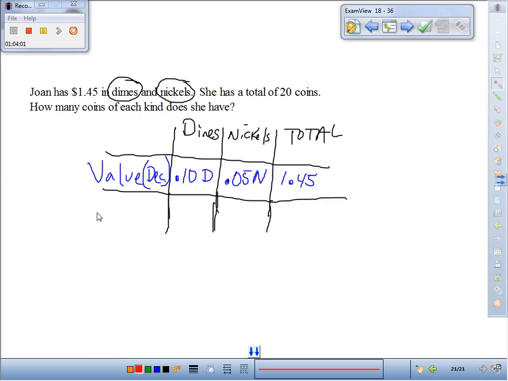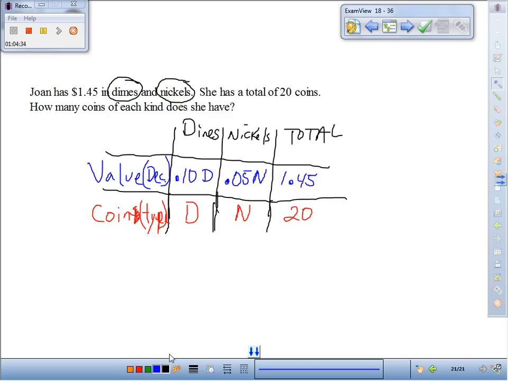This line, we're going to write the coin type. Let's see, what kind of coins did we have here for this column? Dimes. And do we know how many? No, so we write dimes. Do we know how many nickels? No, so we write N. But what is the total amount of coins? 20. Did I just write coins? Yeah, coins. Okay, there it is.